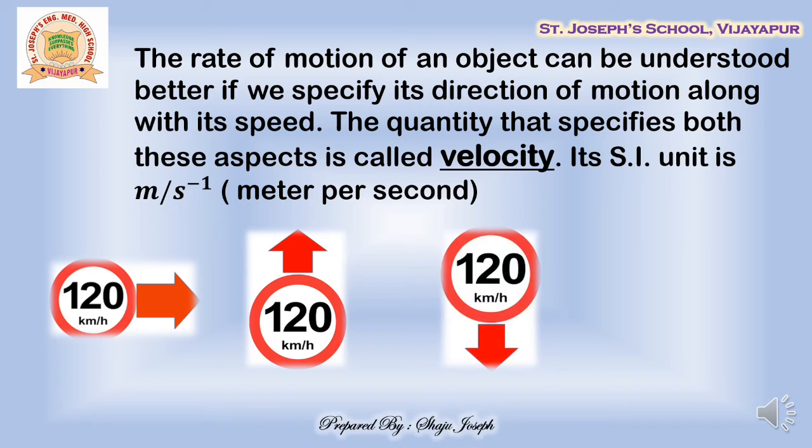So look at these images. We see the readings are the same in all four cases, that is 120 kilometer per hour, but the velocity in each case is not the same. Why? Because the directions are different in each case, because of which we say that the speed is the same in all four cases, but the velocity is different in all four.